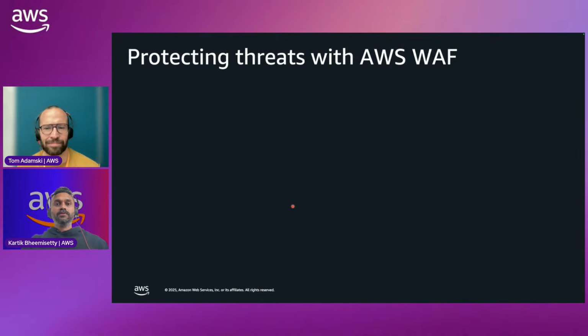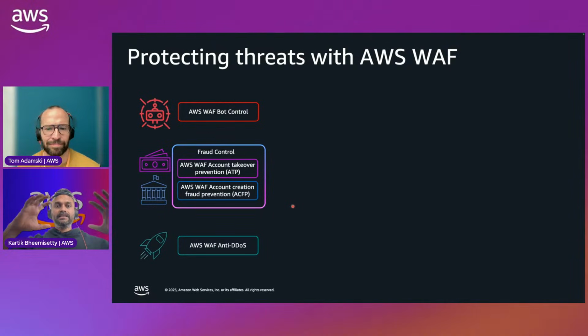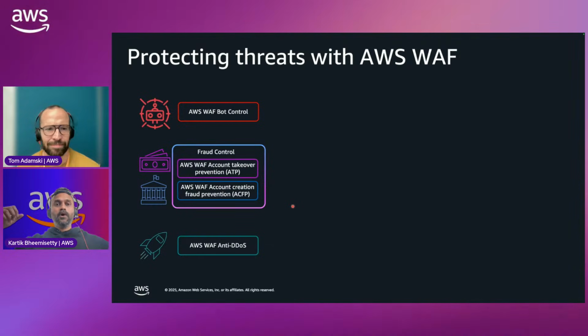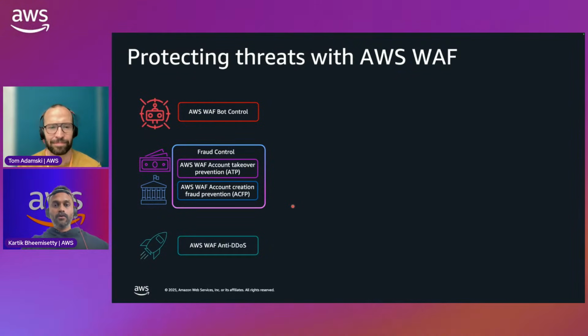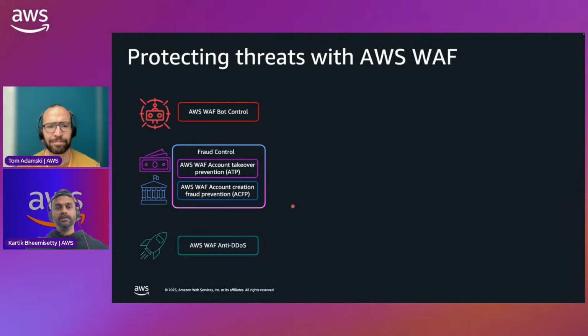So let's talk about some of the advanced protections with AWS WAF. We categorize them as the intelligent threat detection, threat mitigation suite, inside which you have bot control, fraud control, and anti-DDoS. Anti-DDoS is something we launched last year. In fraud control, you have account takeover protection and account creation fraud prevention as well.